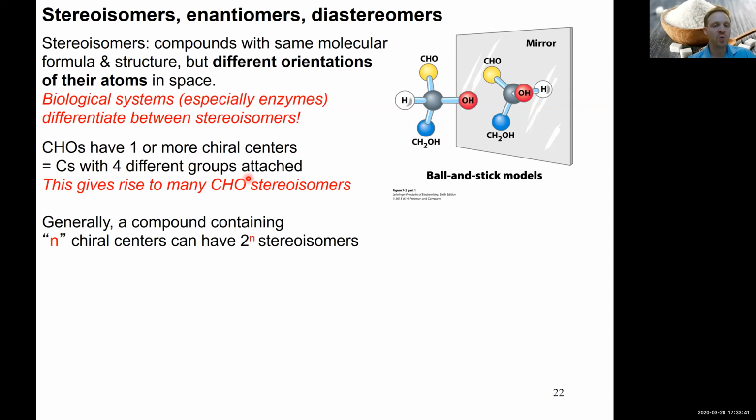Generally, the rule is that for every chiral center you have 2 to the power of n stereoisomers that are possible. So in addition to being bioactive, stereoisomers also provide a lot of chemical diversity and potential for different functions. They're very important in nature.